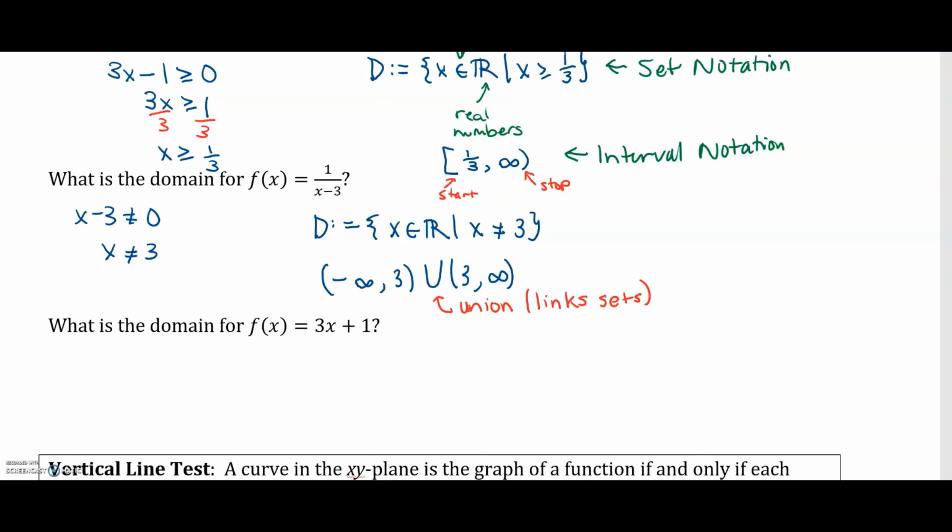Lastly, we look at the function f of x equal to 3x plus 1, and we want to describe the domain, which is all the values that we are able to put into this function. We can see there's no square root and no denominator, and we can input any real number x into this function and get a real output. So our domain is just the set of all real numbers. And we can write that in interval notation from negative to positive infinity. So that's all real numbers.